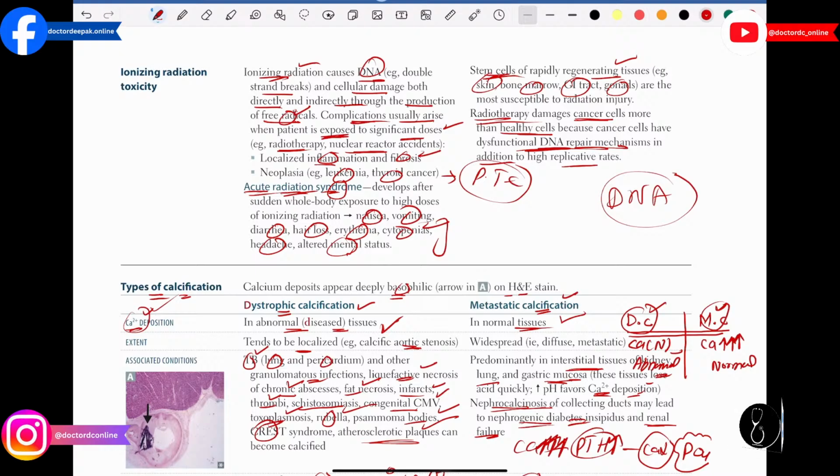Then after that, the cancer cell has a high replicative rate. So this is also another reason: for those cells which have a high replicative rate, the radiation is going to be more effective. Our healthy cells are not replicating as much, and our cells have a good DNA repair mechanism. So that's why our healthy cells are going to be injured less. So this is the ionizing radiation toxicity.